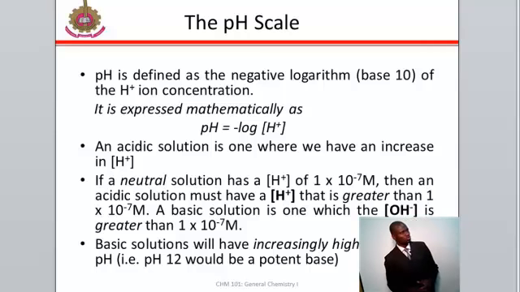A basic solution is one in which the OH minus, because OH is the basic component and H plus is the acidic component, is greater than 1 times 10 to the power minus 7. We now say the solution is basic. A good example, a pH of 12, is indicating that it's a potent base, a very powerful base.